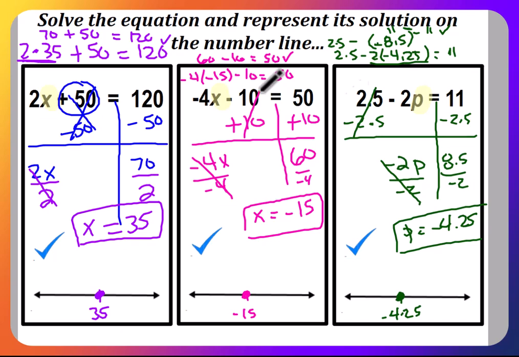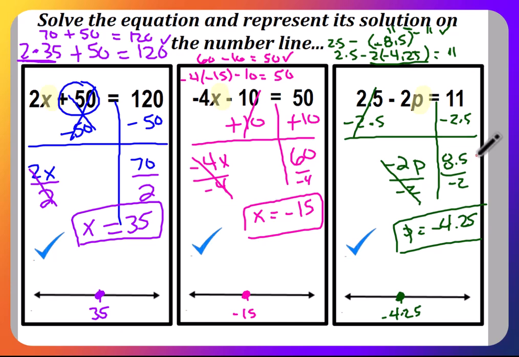Okay, this one's a little bit different because you have the constant first, and the constant is a positive. So the opposite of this positive constant would be a negative 2.5. So we're going to put negative 2.5 on both sides. That zeroes out, leaves you with a negative 2p on the left side of our equal sign, and 11 minus 2.5 gives you a positive 8.5.